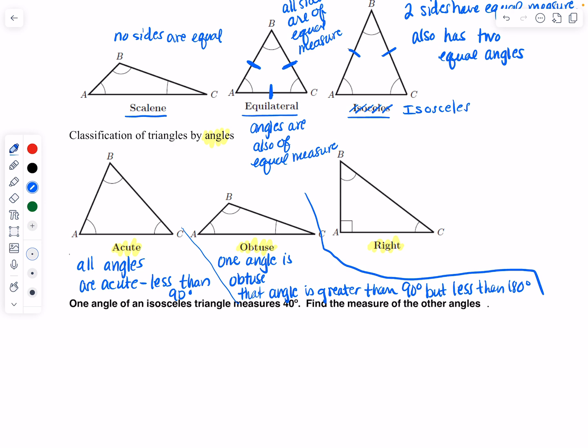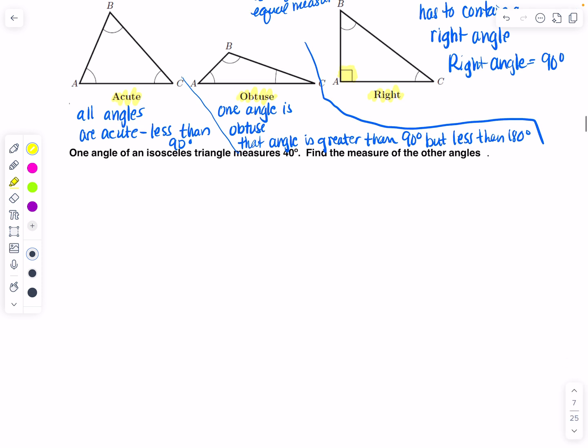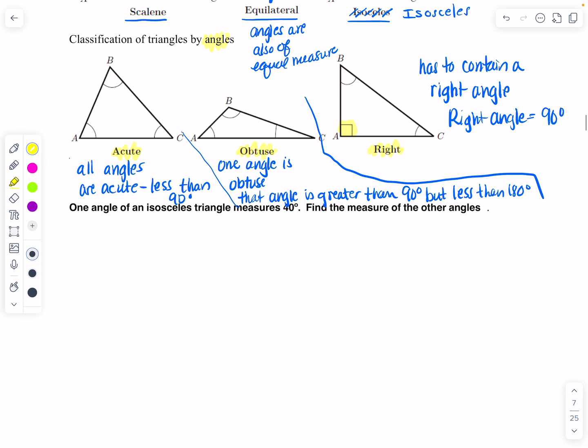And finally, a right triangle means that it has to contain a right angle. And remember that a right angle equals 90 degrees. Okay, and we can see that right here. I'm going to highlight it. That is the right angle. By the way, the other two angles have to be acute, because remember that these angles have to sum up to 180. So if 90 is already taken, then B and C have to add to 90 degrees. Okay? You don't have to know that. I'm just telling you for your own well-being.